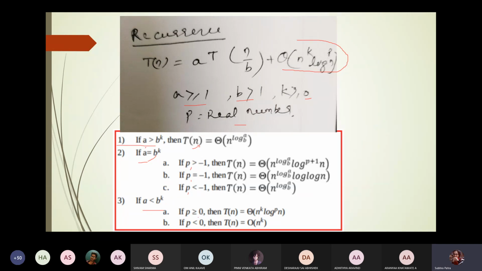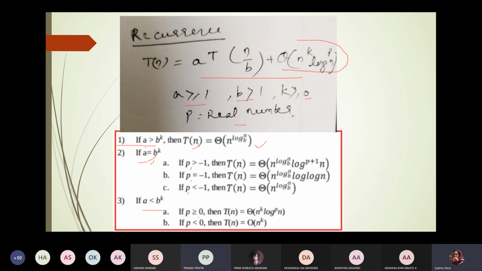If p is greater than or equal to 0, then T(n) would be theta of n raised to k log n raised to p. Okay, if p is less than 0, then T(n) equals theta of n raised to k. So these are the direct time complexity values based on these conditions which you would check for the recurrence function. Okay, so is this clear?